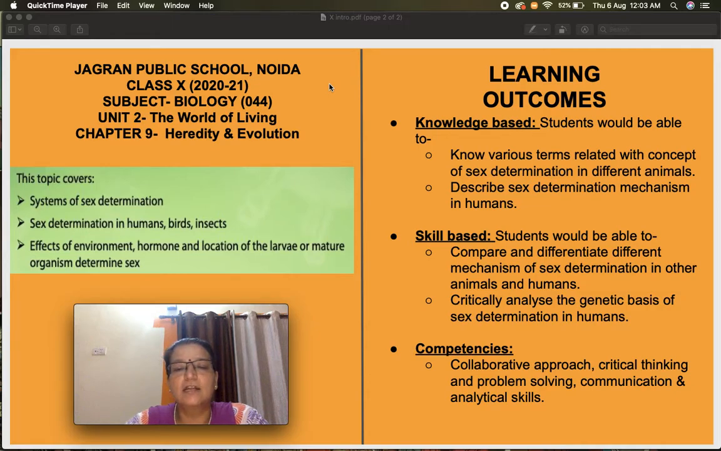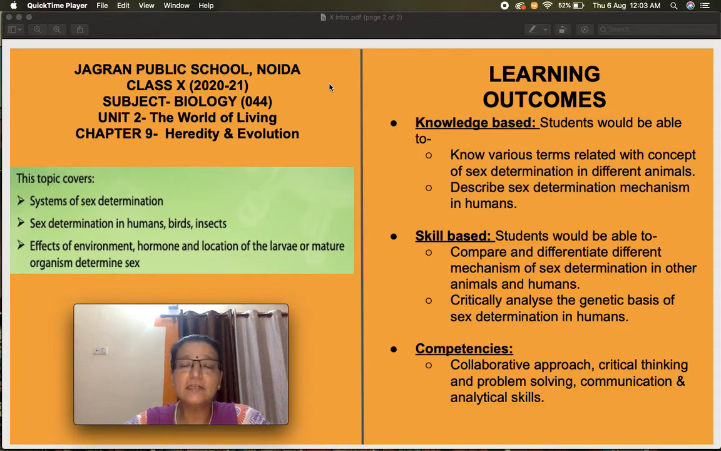After today's class, the learning outcomes that we are expecting, in the knowledge-based category, are that students would be able to know various terms related to the concept of sex determination in different animals, and they will also be able to describe the sex determination mechanism in humans. In skill-based learning outcomes, we are expecting that you would be able to compare and differentiate different mechanisms of sex determination in other animals and humans. You will also be able to critically analyze the genetic basis of sex determination in humans.